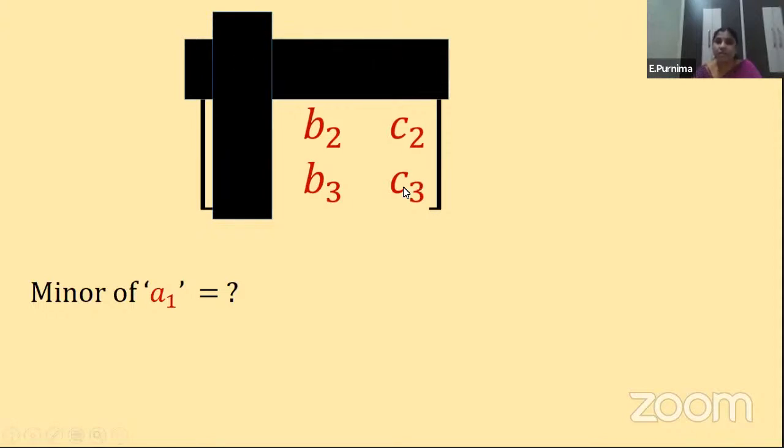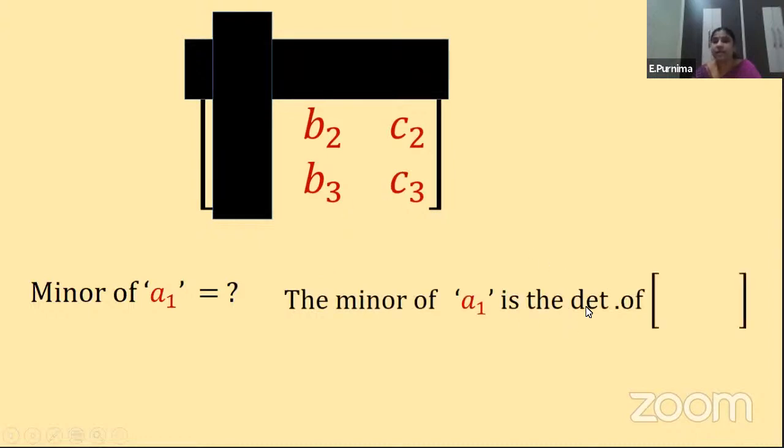So what are the 4 elements left here? B2, C2, B3, C3 are left, isn't it? So the determinant of this 2 by 2 matrix is nothing but the minor of this element. So what is that here? The minor of the element. Which element are we finding? A1 is the determinant of B2, C2, B3, C3.